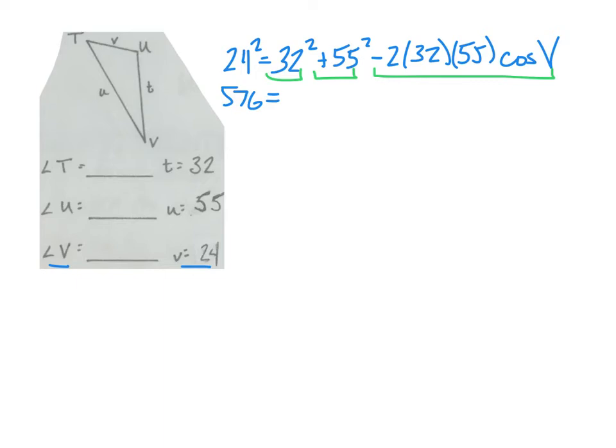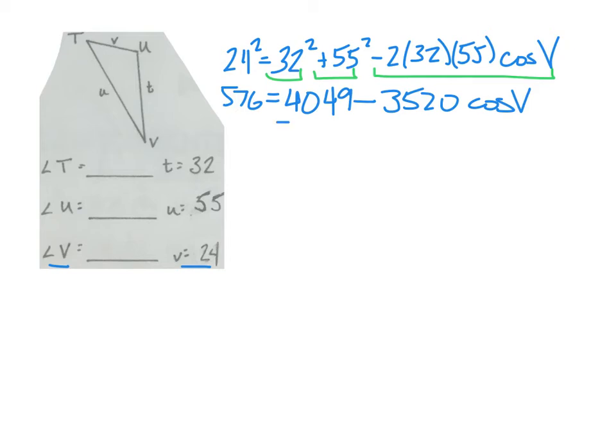That means that we're going to want to take 32 squared and 55 squared, add those two together separately, and come up with 4,049. And then subtract off the product of 2 times 32 times 55. Doing that, we get the 3520 cosine of V. You have to take them in smaller pieces like this. We're not going to be able to just type the entire equation into our calculator and be able to solve it.